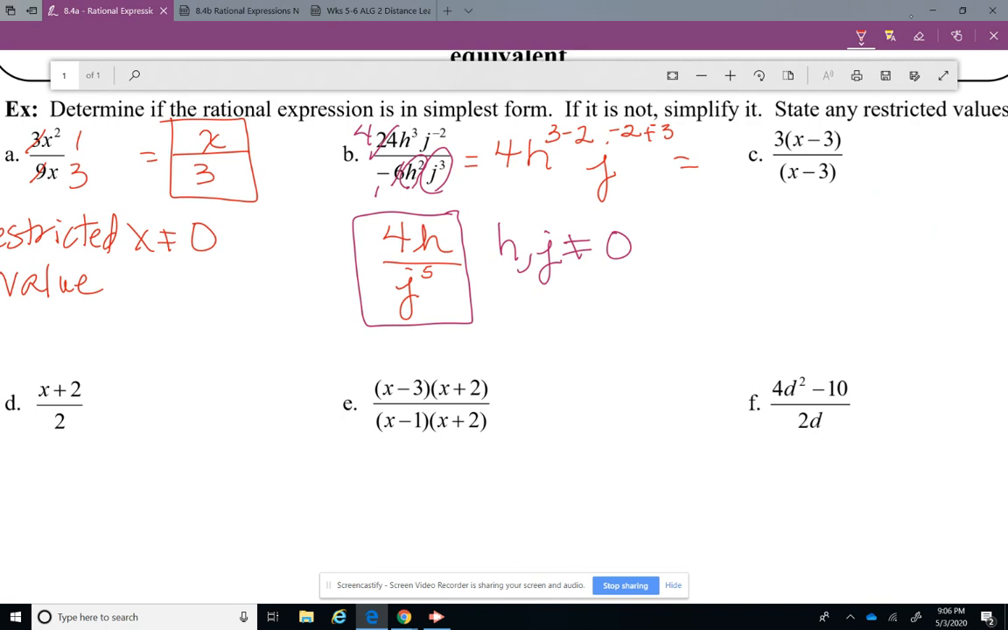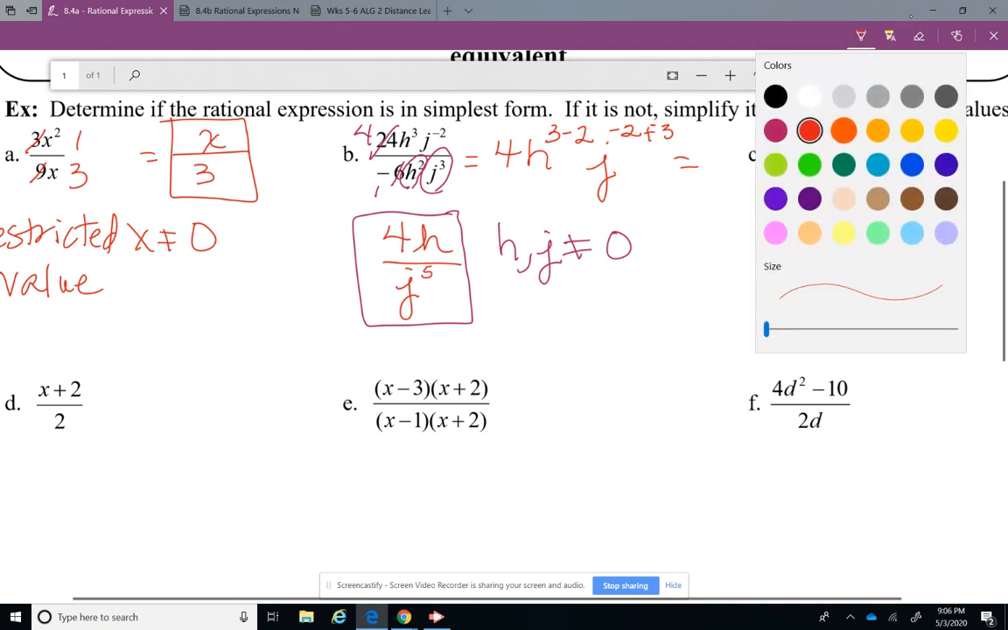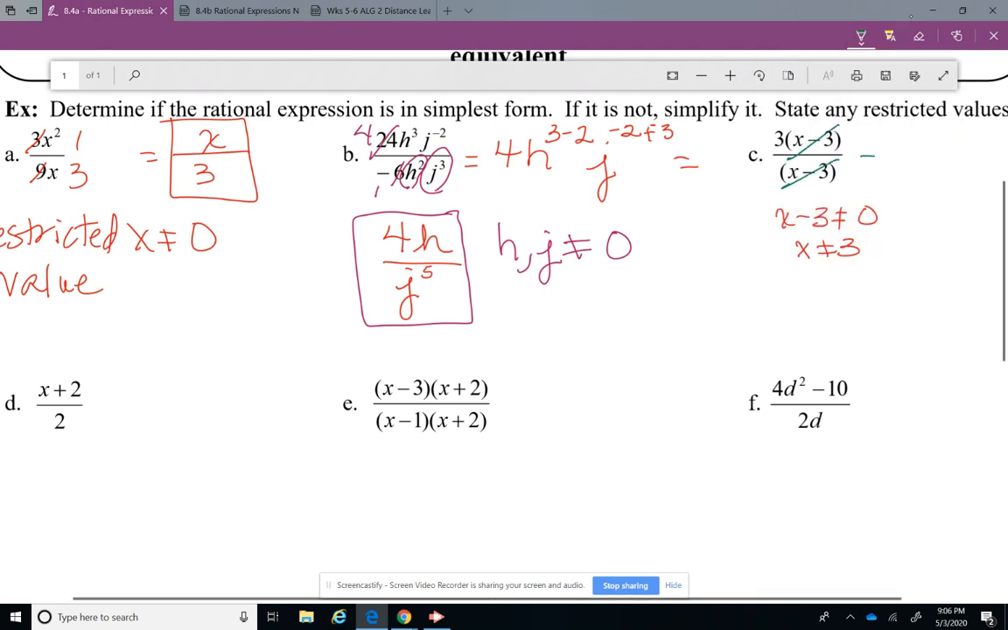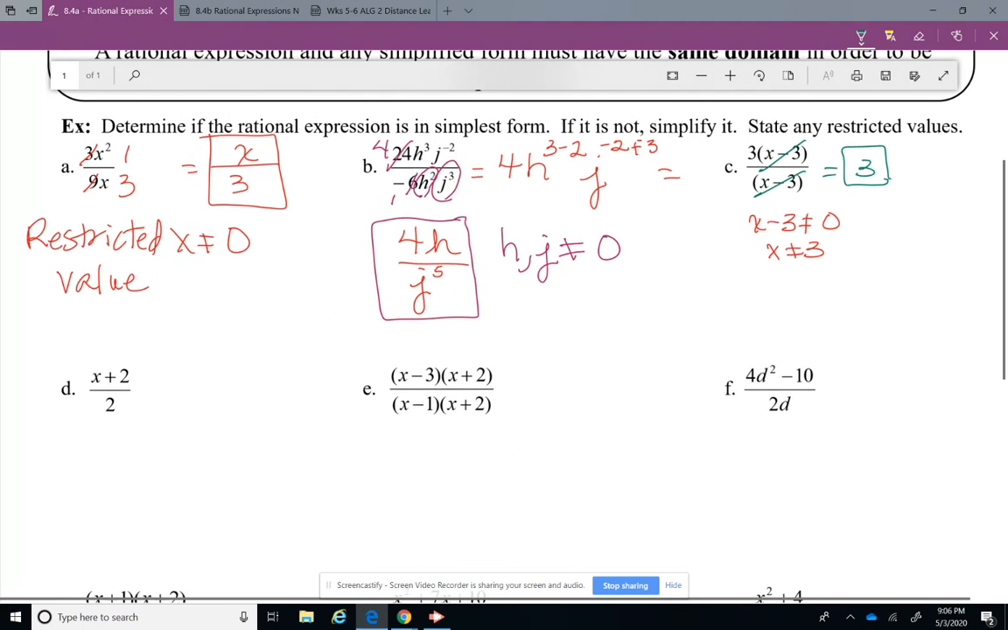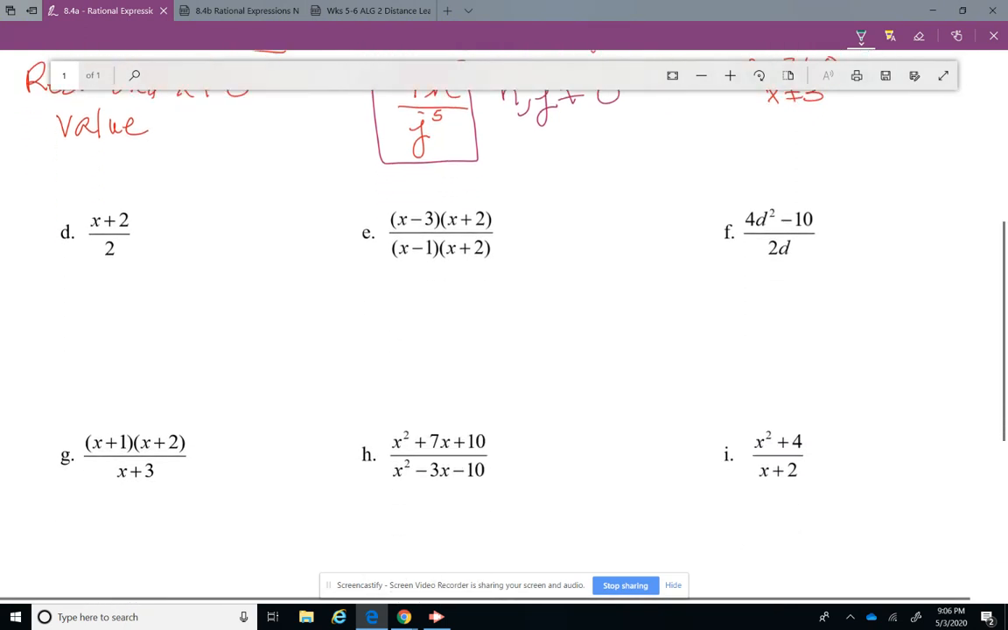All right, so for this first one, you could actually go ahead and do your restriction first if you want to. Take your x minus 3 and set it equal to 0 and put not. That means x cannot be 3. That's our restriction. All right, so if we're going to go ahead and work the problem, we're going to cancel these, and your answer is 3. So your answer is 3, but your restriction is x cannot be equal to 3. Because if x was equal to 3, then your denominator would be 0, and that answer would not be true.